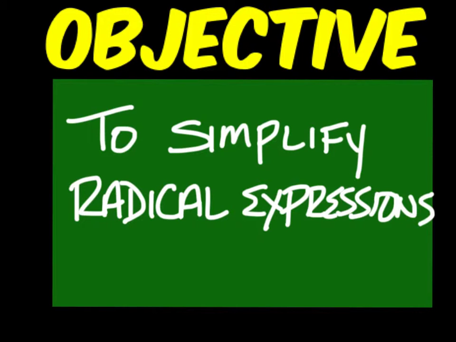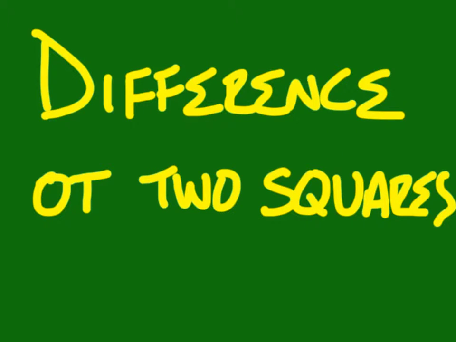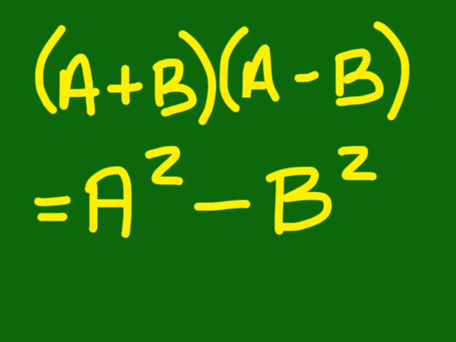The objective today is to simplify radical expressions. Here's a quick review before we do the first two examples. A difference of two squares is something we've had a test over already. A plus b, a minus b simply ends up being a squared minus b squared.